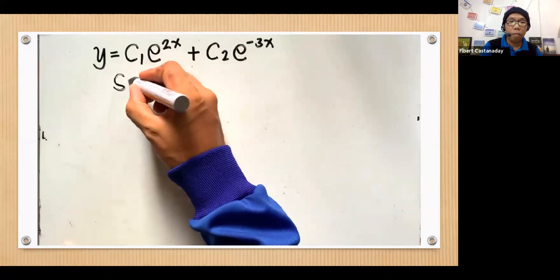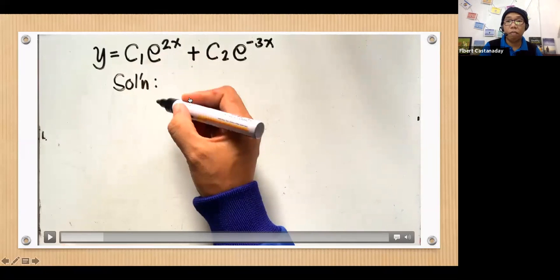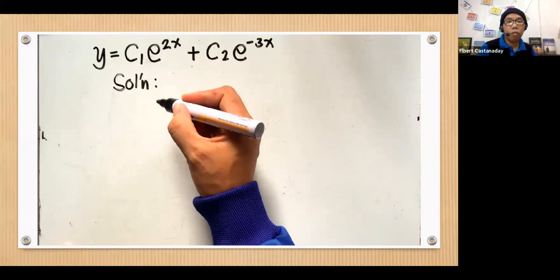Okay, somewhat similar sila, pero tingnan mo yung exponential function. So this, ito e raised to 2x. Ito naman is e raised to negative 3x. So tingnan natin to. Now we have two arbitrary constants here. So this means that for you to arrive at its DE, kailangan natin siyang i-differentiate ng dalawang beses.